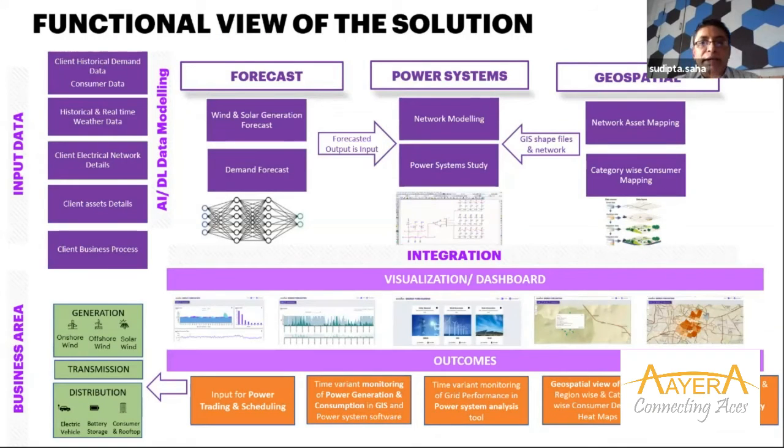Now, I will give a quick glimpse of the solution, right? So what are the functional components? What are the functional views of this? Obviously, this has three major solution engines in this system. One is forecasting, second is power systems, and third is geospatial. As I said, forecasting is all about understanding the variability of demand and supply, both sides. When it comes to power system, it is all about the network modeling and balancing. And when it comes to geospatial, it's all about asset utilization.